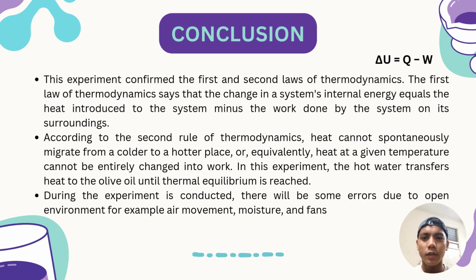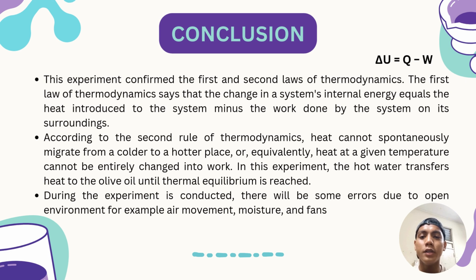In conclusion, this experiment confirmed the first and second law of thermodynamics. The first law of thermodynamics says that the change in a system's internal energy equals the heat introduced to the system minus the work done by the system on its surrounding. Since no work is done on the system and the volume remains constant, work net is neglected and it is assumed that kinetic energy and potential energy equal to 0. Then Q gain minus Q out equal to 0.